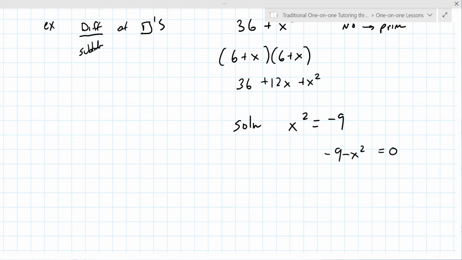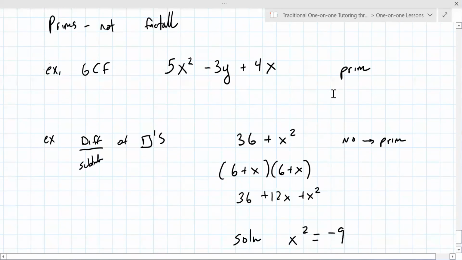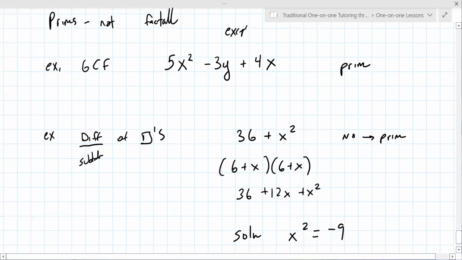Can't really do anything. You could try factoring out a -1, but then it's 9 plus x squared. Yeah, and there's still nowhere to go. That's right. And you can't take the square root, right? That's right. So these are examples of primes. These are like exceptions.